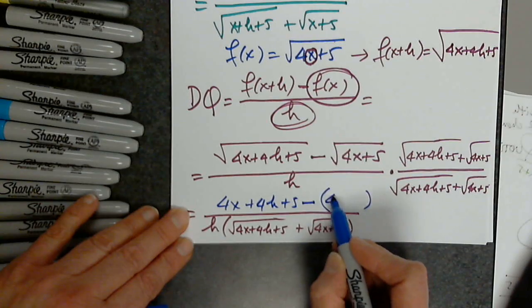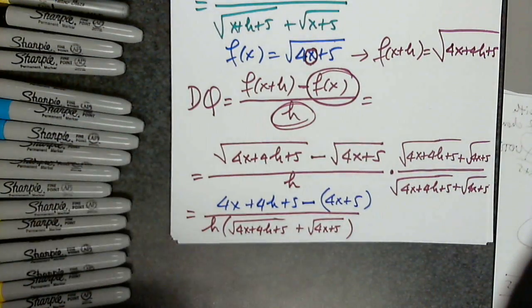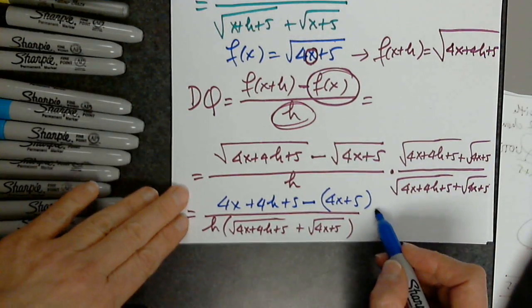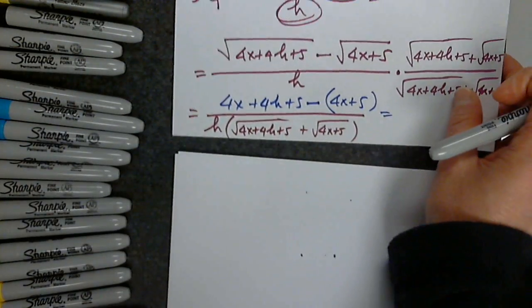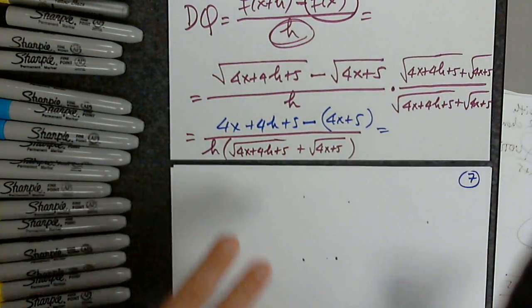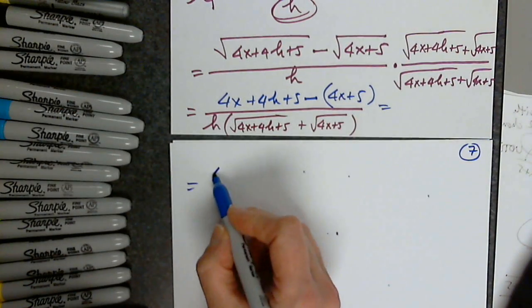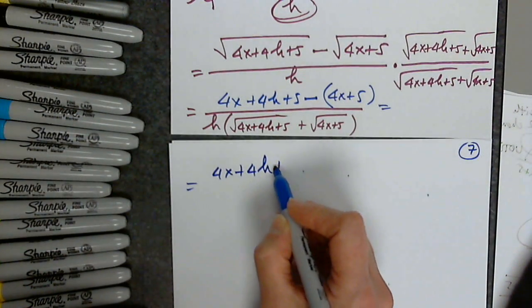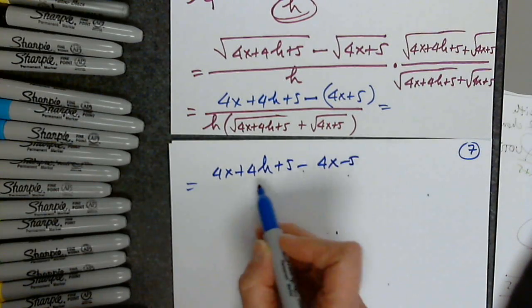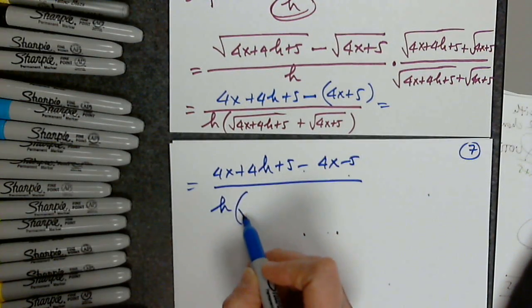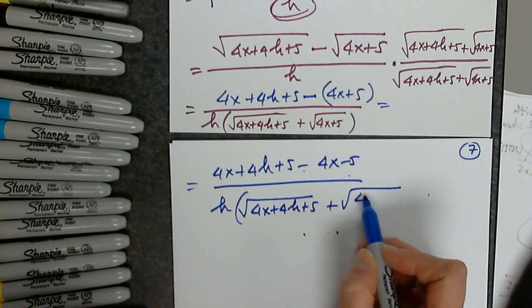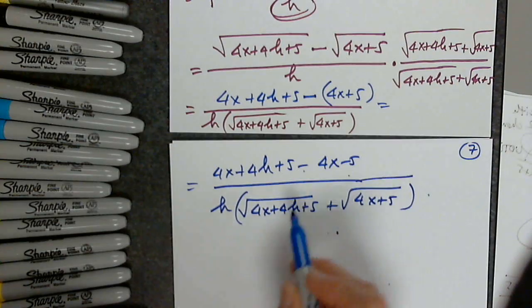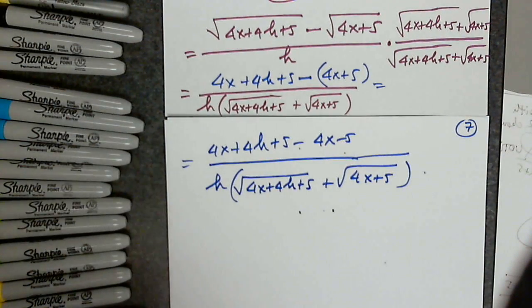You either write it like this, or you remember that you have to distribute to all terms that follow. It's up to you, but please don't make a mistake. So then, the numerator is 4x plus 4h plus 5 minus 4x minus 5, over h times the square root of 4x plus 4h plus 5 plus the square root of 4x plus 5. Do we agree? What happens next?